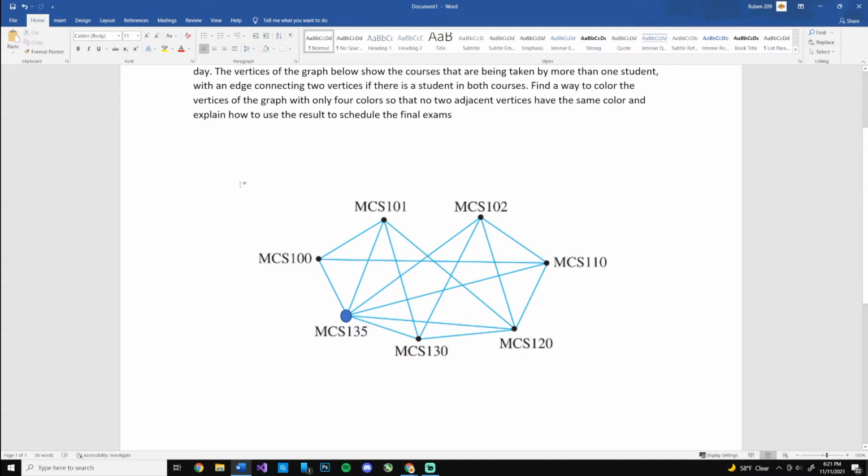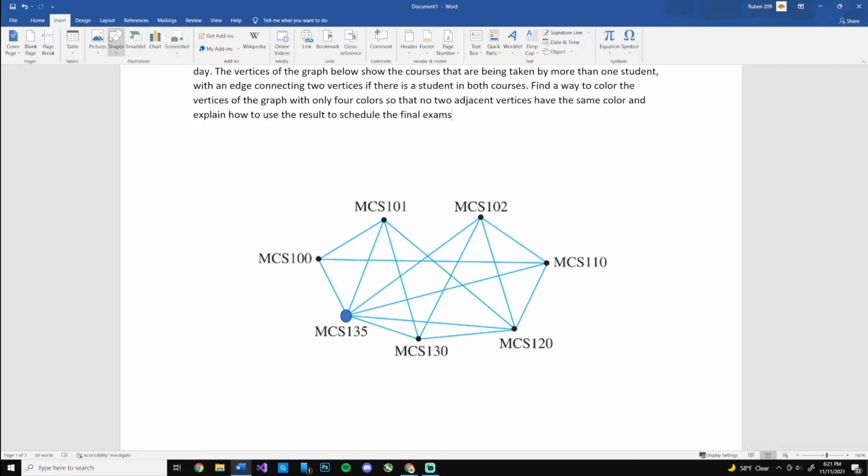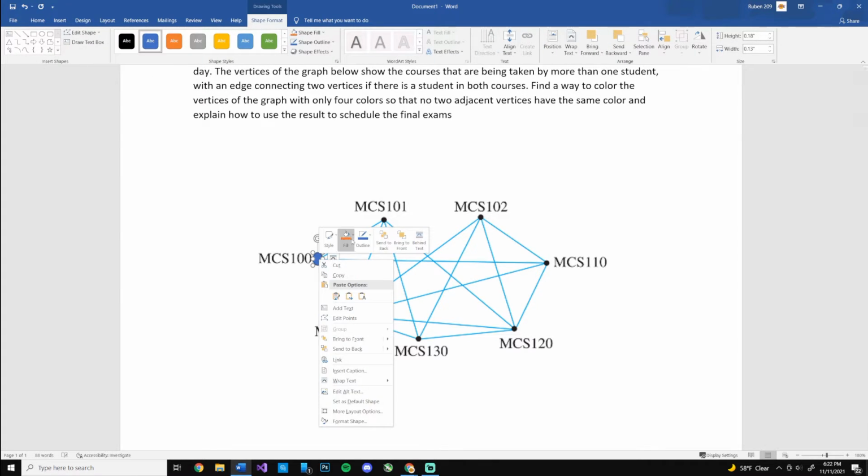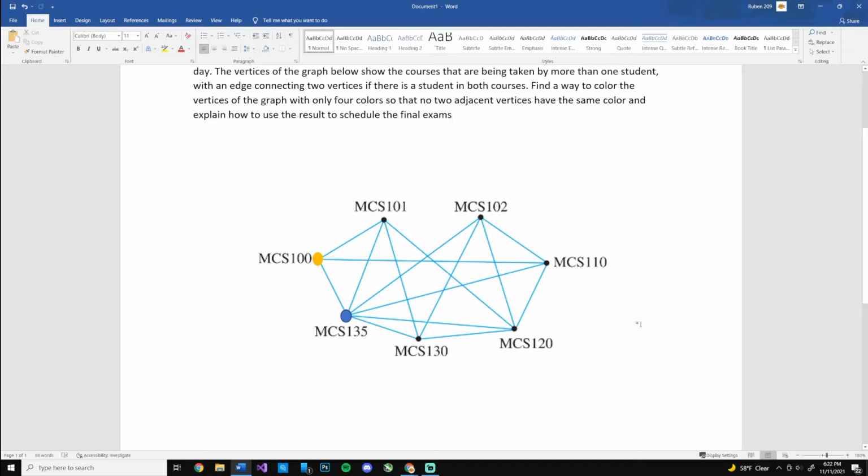So let's start off by giving MCS 100 its own day. Let's make this one yellow. For example, we couldn't make MCS 110 yellow because it's connected, and we couldn't make MCS 101 yellow because it's connected. And we could make MCS 102 yellow, I think that should be fine.